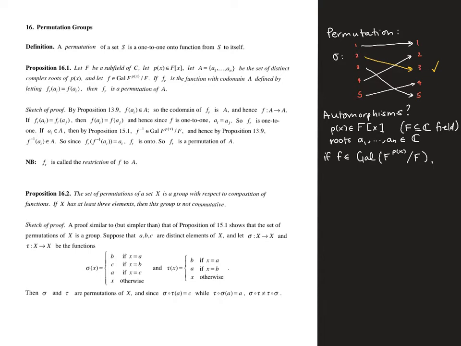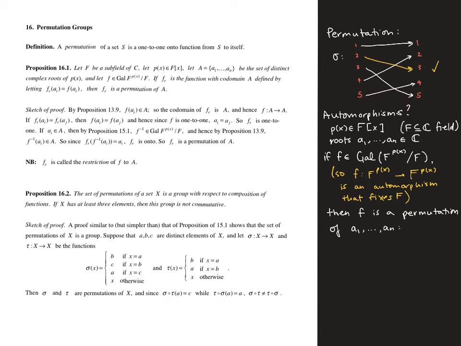If f is a member of the Galois group of F adjoin the roots of p of x over F, then, well, we know that f is an automorphism from F adjoin the roots of p of x to itself that fixes F, and so the only things that get to move around are the roots, and then we put them together with combinations of elements of F, and we send stuff to places depending on where those roots go.